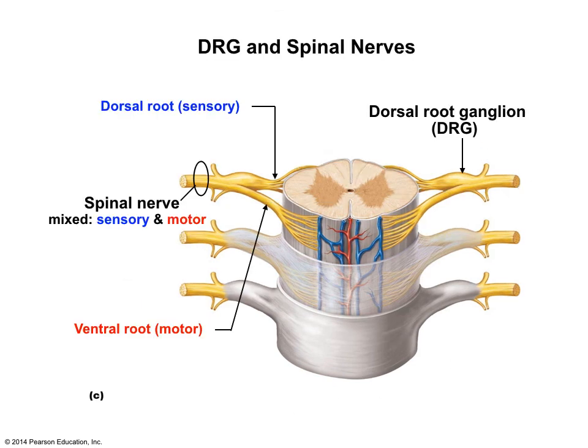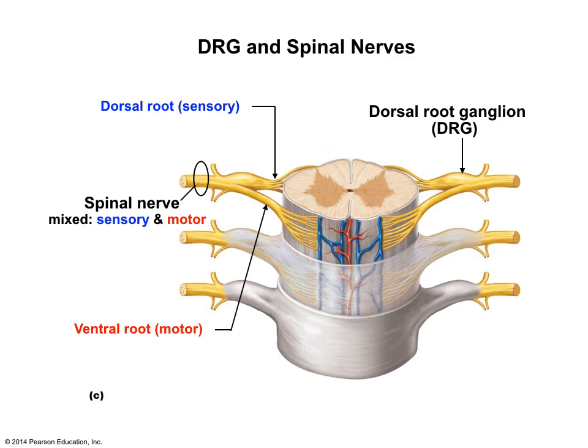Finally, and in preparation for the next chapter on the PNS, let's define a spinal nerve. Extending from the dorsal region of the spinal cord is the sensory dorsal root. From the ventral portion would be the motor ventral root. They come together to form a mixed spinal nerve. Mixed would be sensory and motor components.